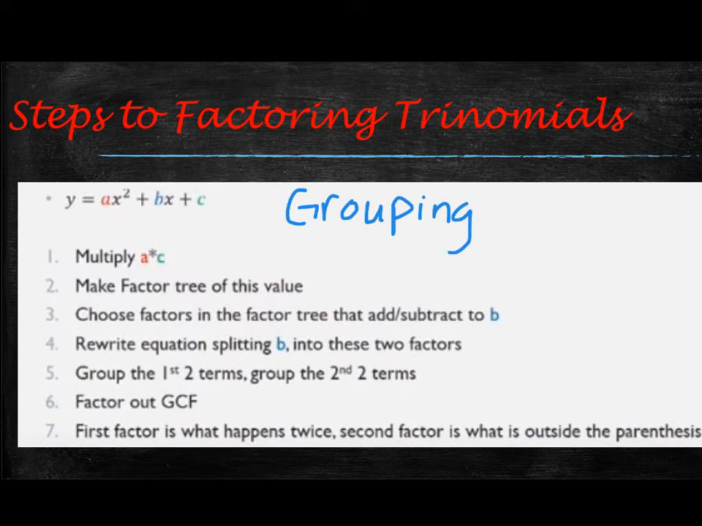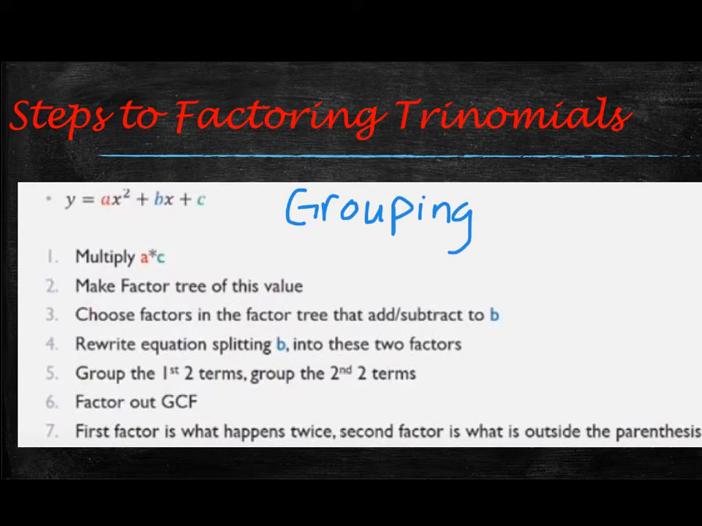We approached this a little bit in the last video, but now we're going to look at trinomials and how to get them set up to where we can group it like we did when there were four monomials. Okay, so the very first thing you're going to do is multiply a times c. Look at where the a is. The a is the coefficient of x squared, and c is your constant. So you're going to take those two values and multiply them.